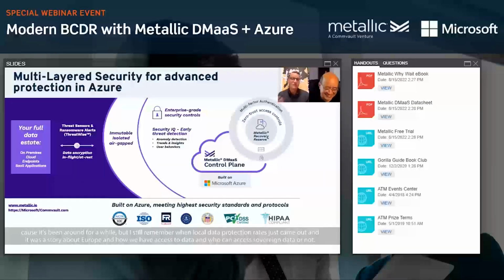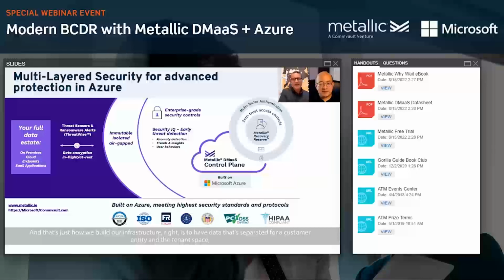I still remember when GDPR came out, and this is dating us now because it's been around for a while, but I still remember when global data protection rights just came out, and it was a story about Europe and how we have access to data and who can access sovereign data or not. Azure turned it on in one day. We were able to turn that on. Amazing. And that's just how we build our infrastructure, right?